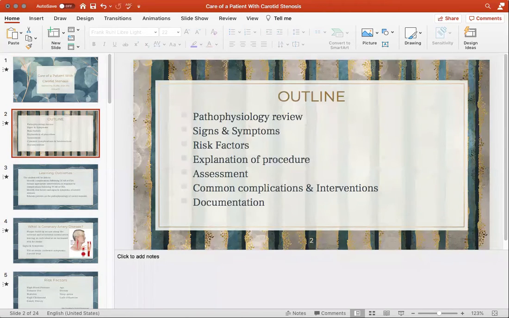First, a little bit of an outline of what is going to be covered today. We're going to go over the pathophysiology behind carotid stenosis, presenting signs and symptoms, risk factors, an explanation of the procedures used to correct carotid stenosis, assessment that you, the nurse, will do, and common complications and interventions to combat those complications, as well as documentation.